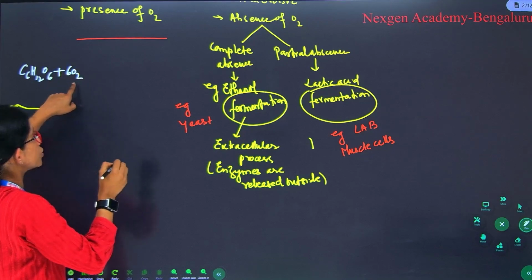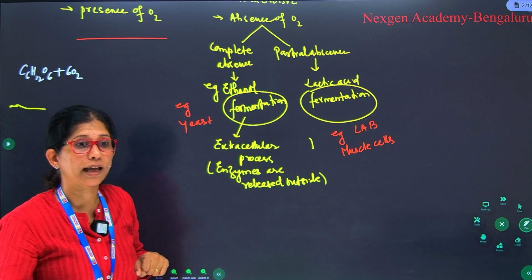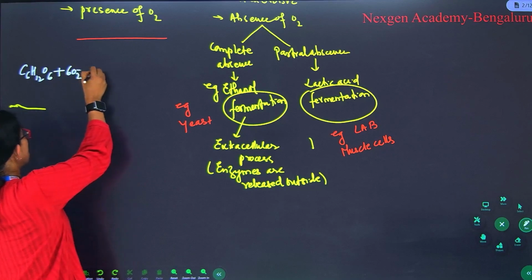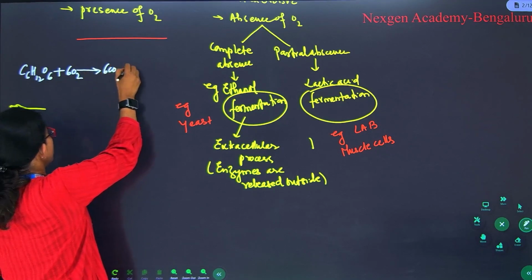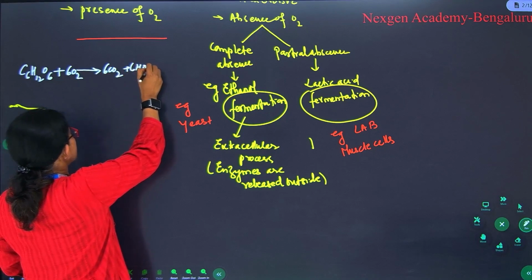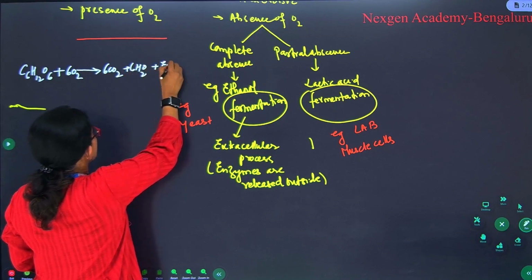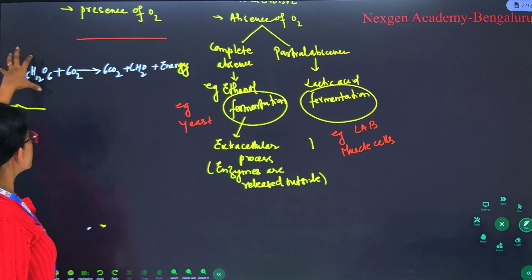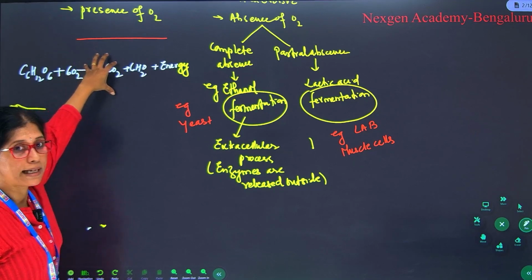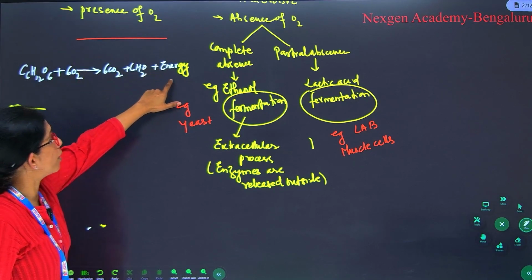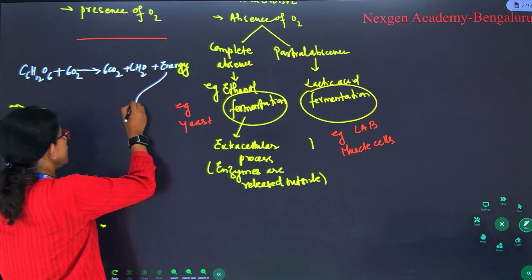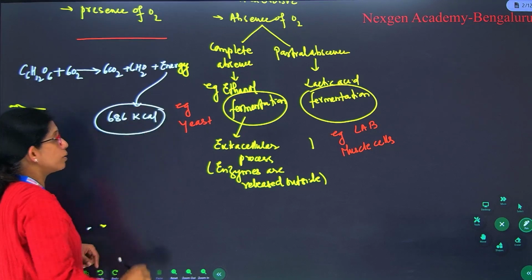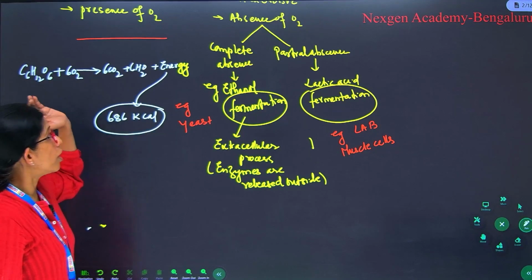In the presence of oxygen. Why presence of oxygen? Because we are talking about aerobic respiration, so it will happen in the presence of oxygen. Your glucose will be converted into carbon dioxide and water, and as a result a lot of energy will be released. So glucose in the presence of oxygen will be completely broken down into carbon dioxide, water, and energy. This energy is roughly about 686 kilocalories. See here, I haven't written the word ATP. What I am saying here is that a lot of energy is released.